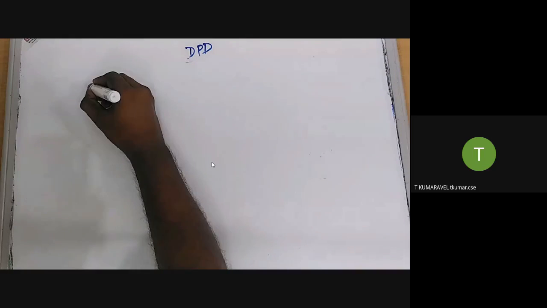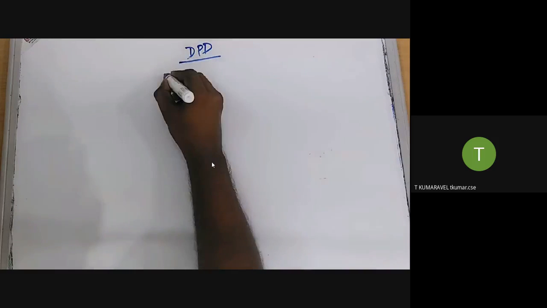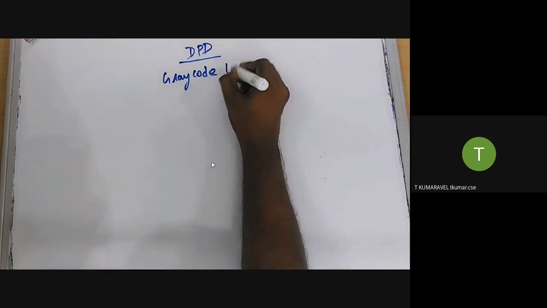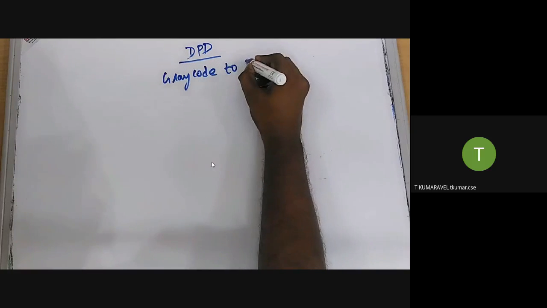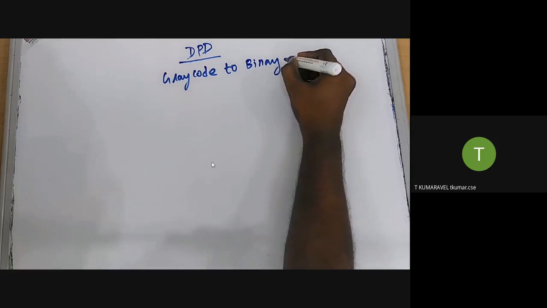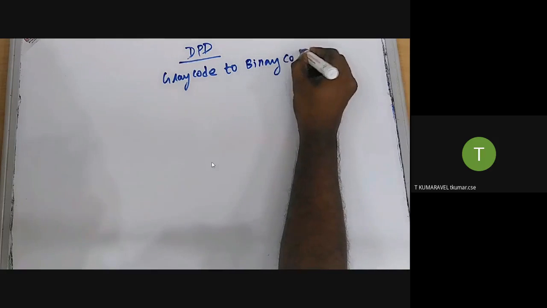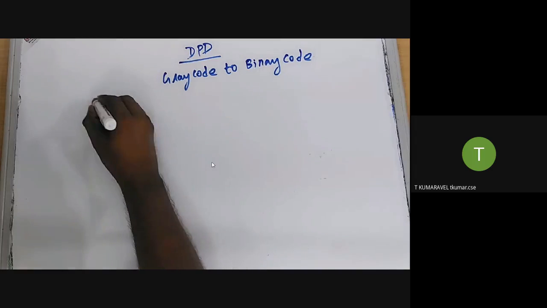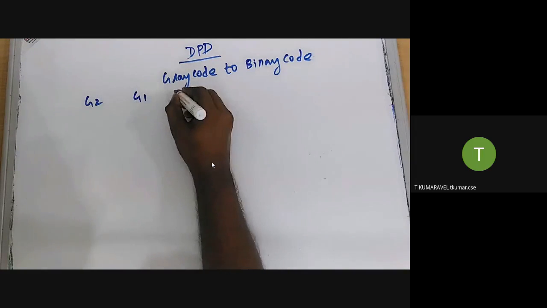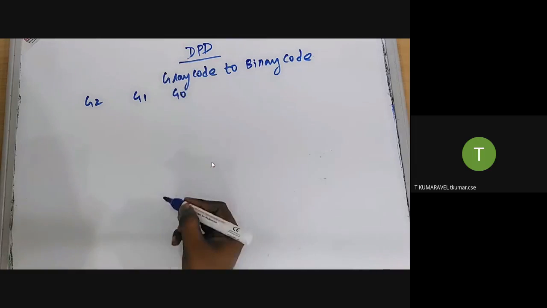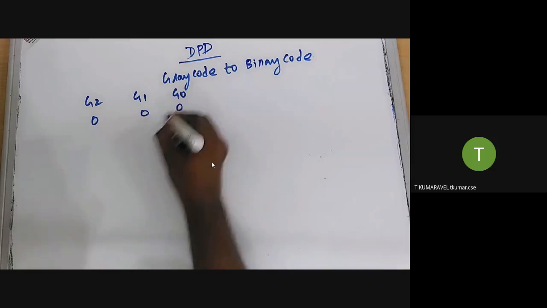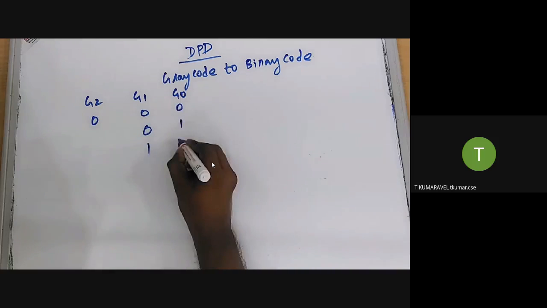So this is the Gray code to binary converter. I'm taking the input as a Gray code, and I want to convert it into a binary coded value. My input is a Gray code, which is associated with 3 bits.